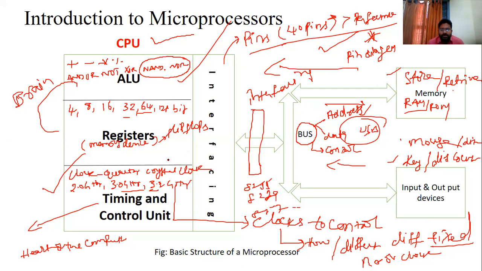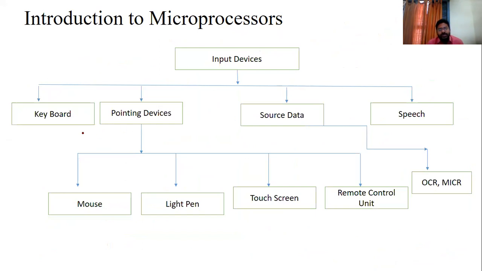Simple. Okay. So this is the basic structure of the mechanism. I think last class we already discussed all the things. Once again, you can see the input devices: keyboard, source data, speech, mouse, touch screen, all other things you can consider as input devices.